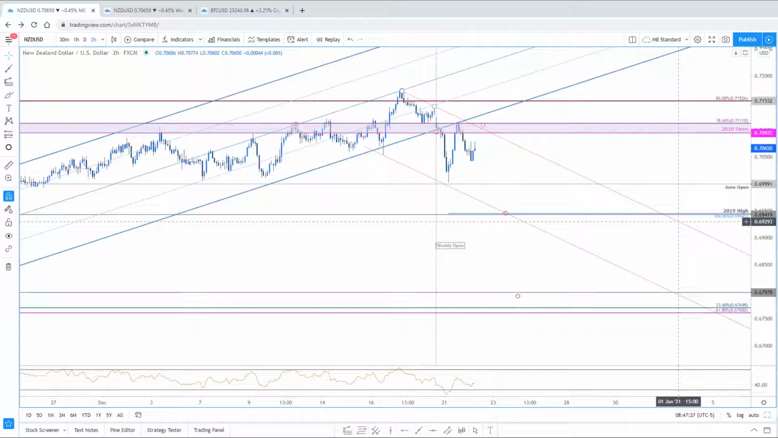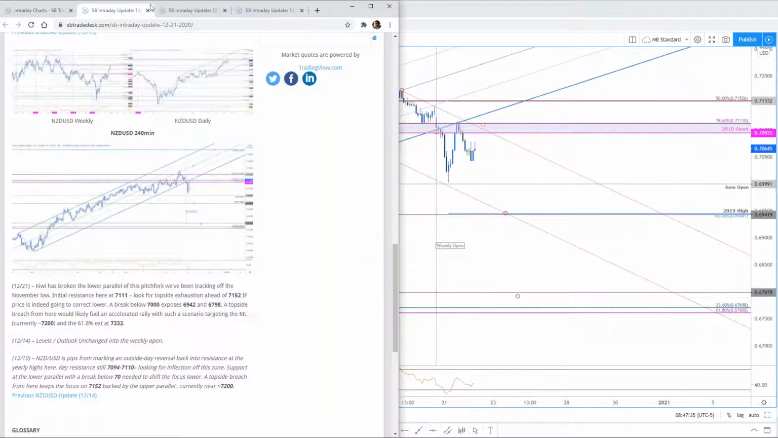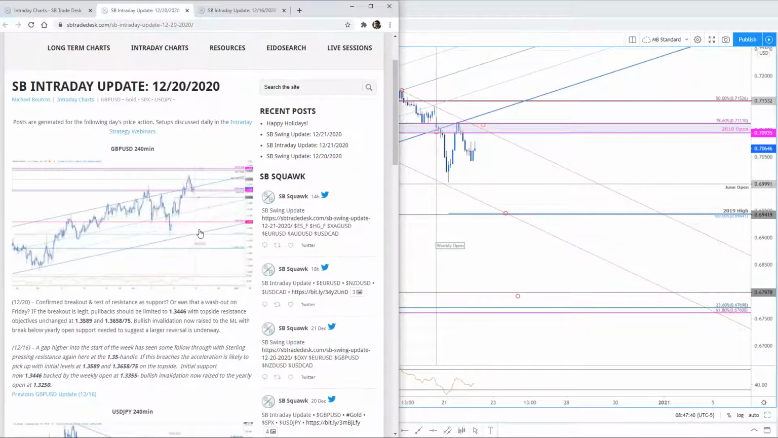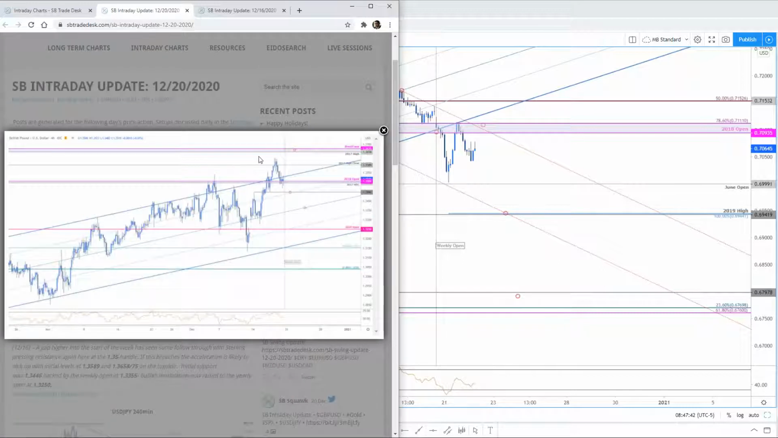Okay, that is number 4. Let's hit sterling. So what a radical play it's been in British pound.